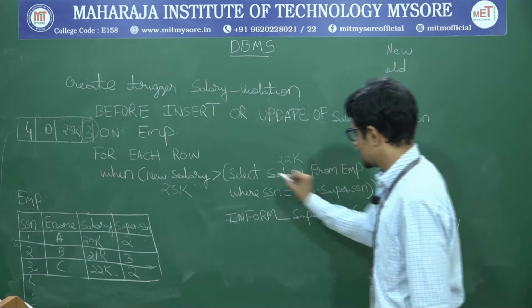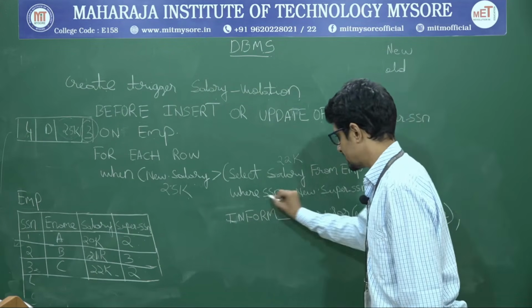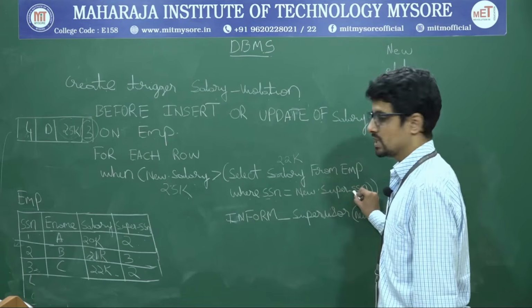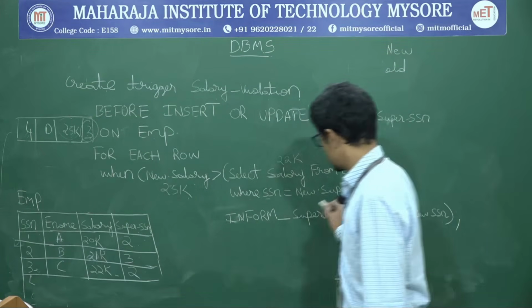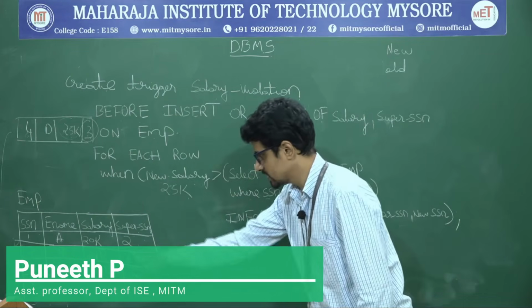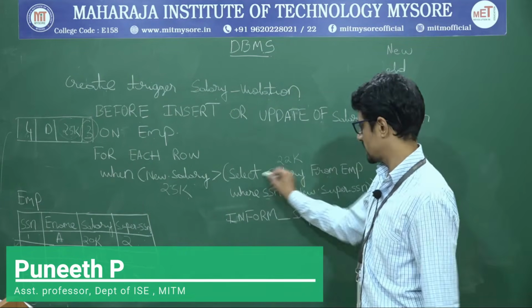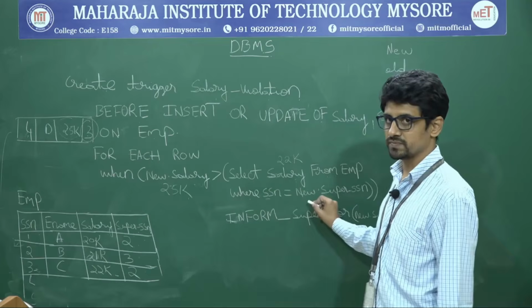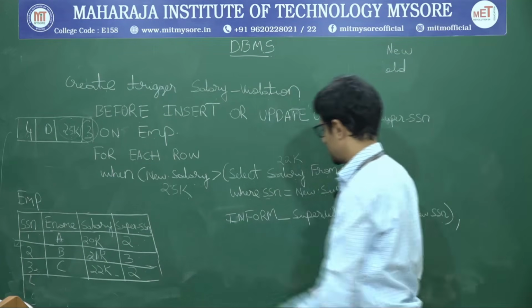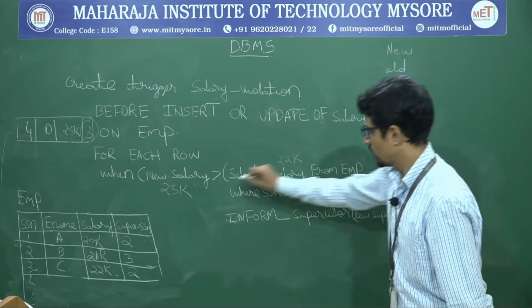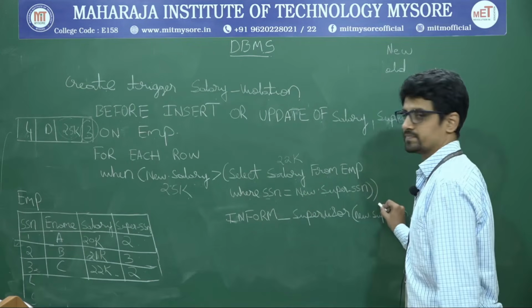I will repeat again. Select salary from employee where SSN equal to new dot super SSN. Right now new dot super SSN is 3. The 3 is present in SSN, of course it has to be present, and I am going to take the salary of it. So select salary of the matching condition. So 3 is matched with 3, the salary of 3 has been taken. Okay. Now the condition has been closed.